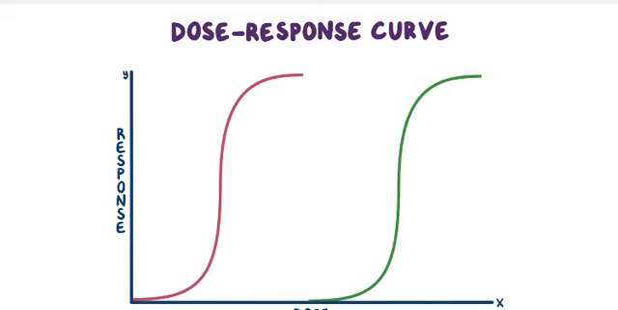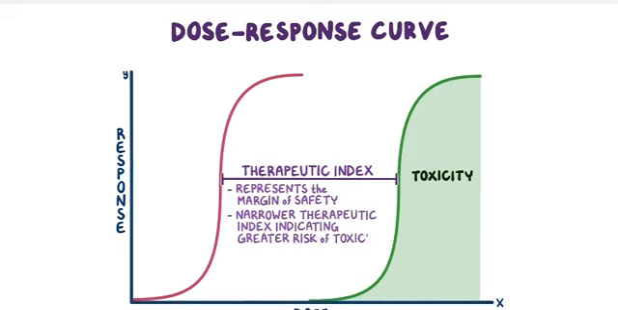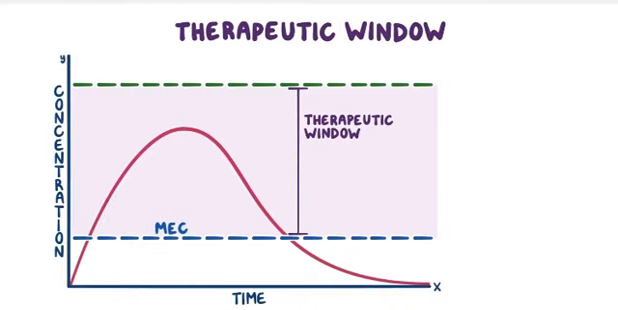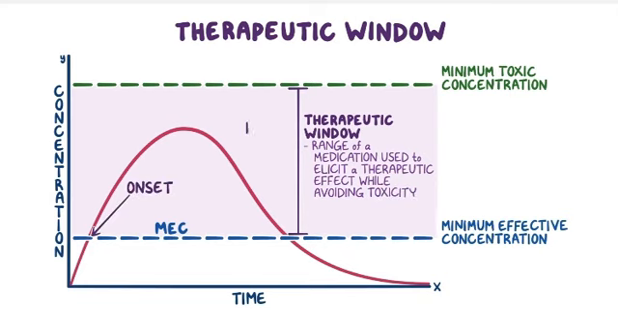A dose too high can cause toxicity, and the therapeutic index of a medication represents the margin of safety, with a narrower therapeutic index indicating a greater risk of toxicity. The therapeutic window is the range between the minimum effective and minimum toxic concentrations and describes the range of a medication used to elicit a therapeutic effect while avoiding toxicity. The onset, peak, and duration of action describe the time-related elements of a medication's effectiveness.